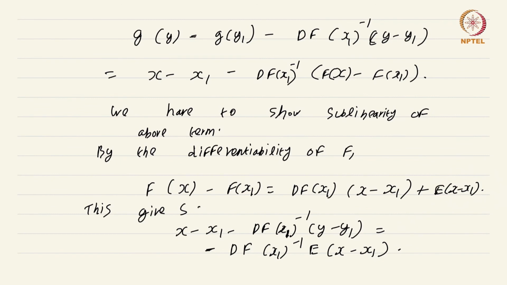Okay, right. So we have got this term, and we have to estimate this right hand side and show that the right hand side is actually sublinear, except the sublinearity we have to show with respect to the y variable. Even though it's written as if it's with respect to the x variable, we have to actually show it with respect to the y variable. Okay, so what we have to show is this term. Let's take norm everywhere. So we have to show the norm of x minus x1 minus dfx1 inverse of fx minus fx1. We want to show sublinearity of this.